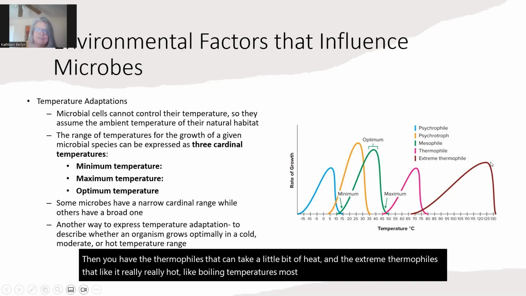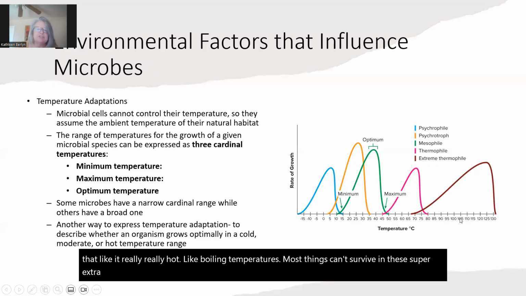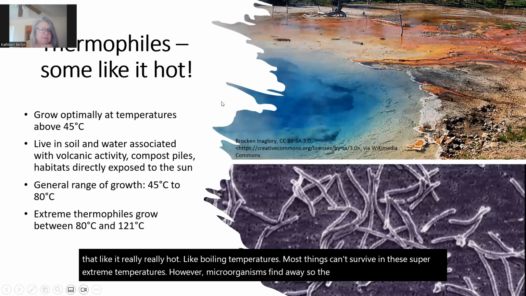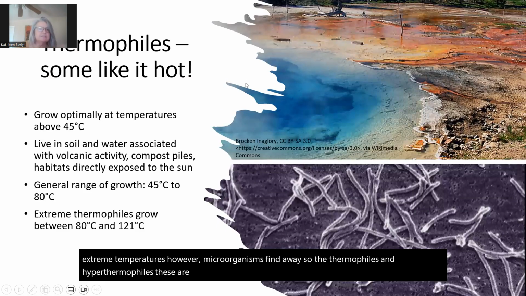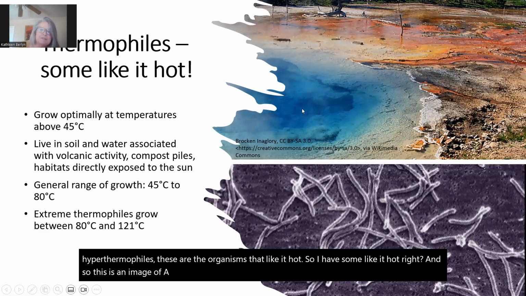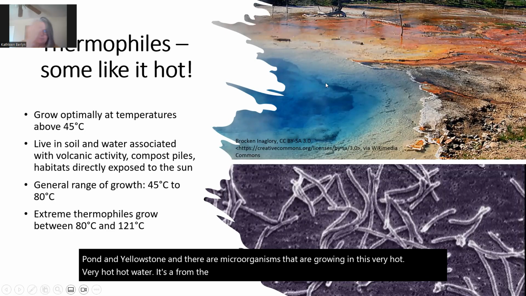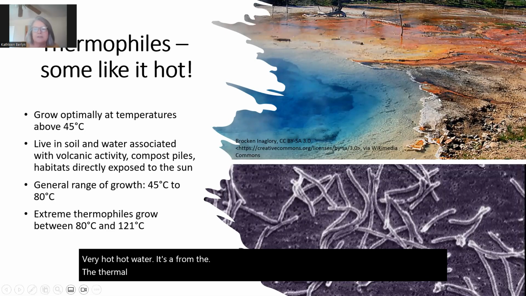Most things can't survive in these super extreme temperatures. However, microorganisms find a way. So the thermophiles and hyperthermophiles, these are the organisms that like it hot. So I have some like it hot, right? And this is an image of a steaming pond in Yellowstone, though you can't really see the steam coming off of it. And there are microorganisms that are growing in this very hot water. It's from the thermal vents that are there.